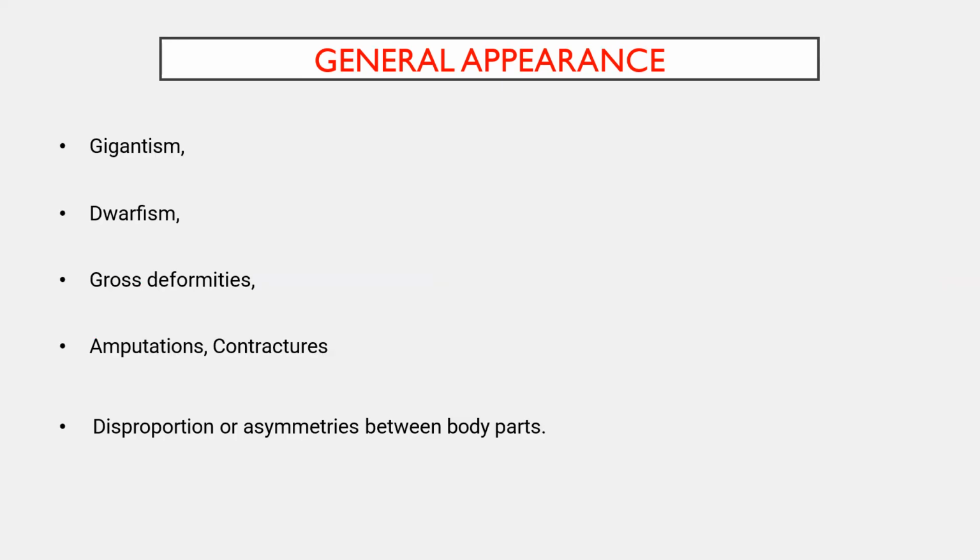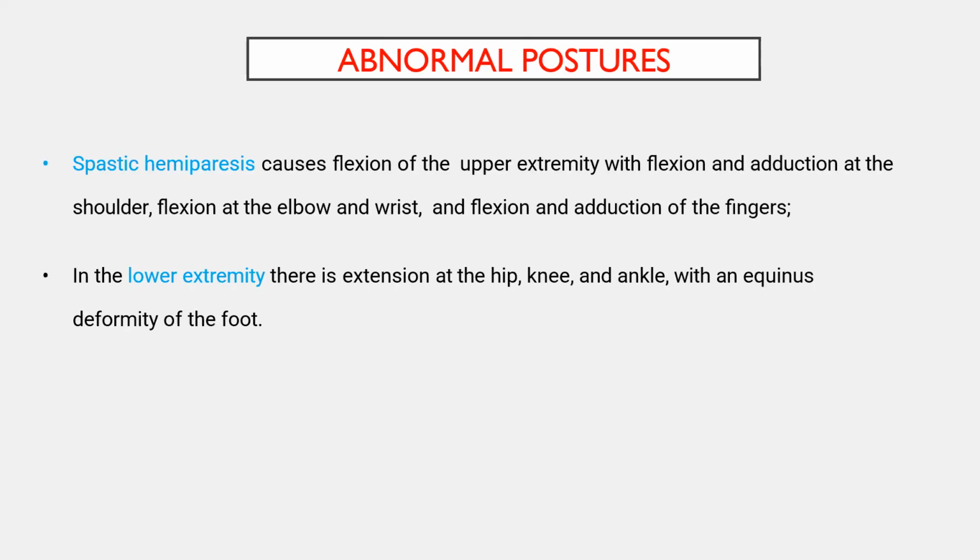Next slide. Again, general appearance, you need to rule out gigantism, dwarfism, any gross deformities, amputations, contractures, or any disproportion in the body parts. Gigantism and dwarfism, again, are endocrinopathies. Amputations and contractures suggest peripheral vascular diseases, or myopathies like early EMDs that also cause contractures. And disproportionate body parts are mainly seen in collagen vascular diseases. By grossly looking at the patient from head to toe, you can make out these differentials. So after that, we can go ahead with the investigations to identify.